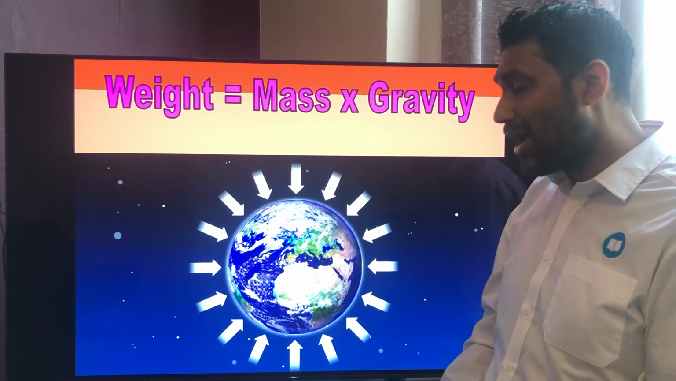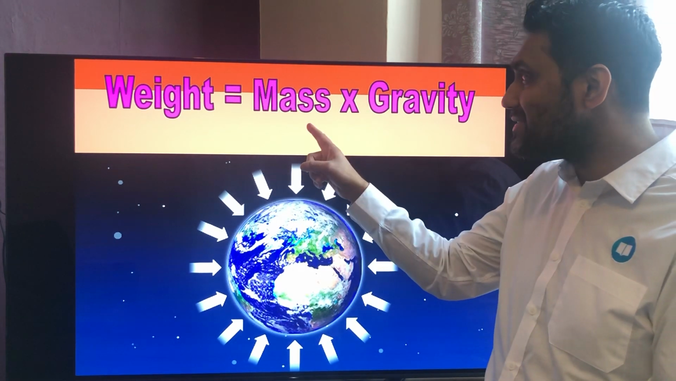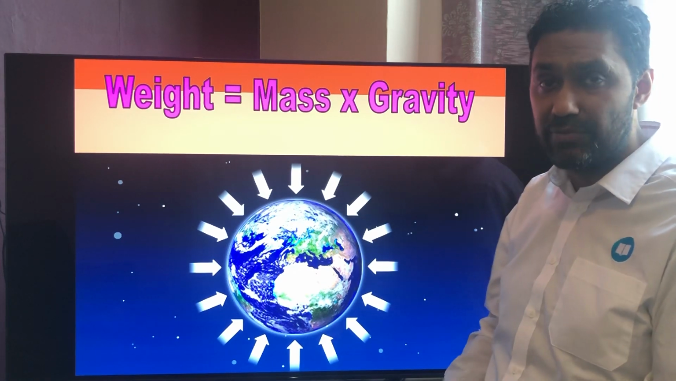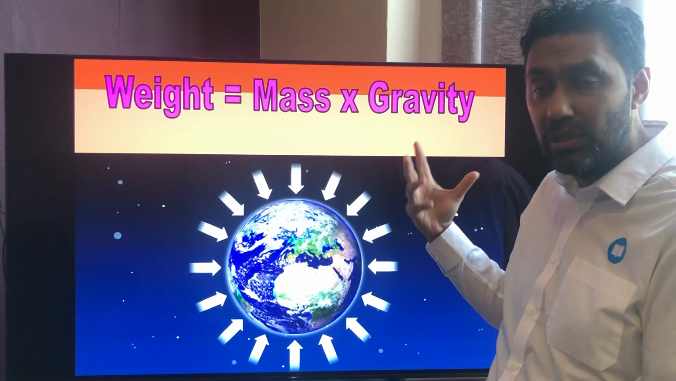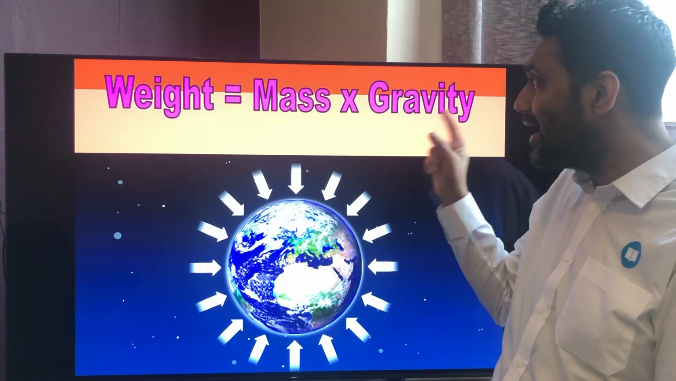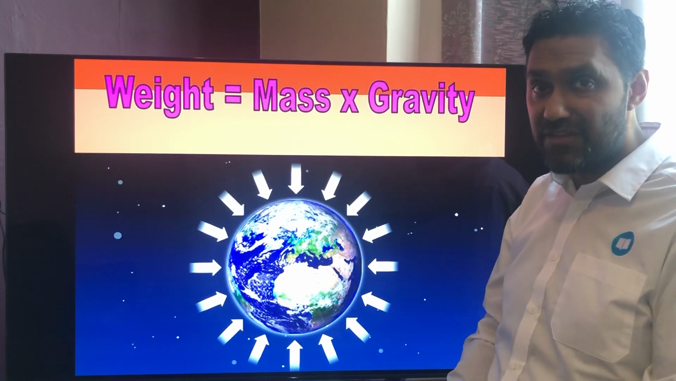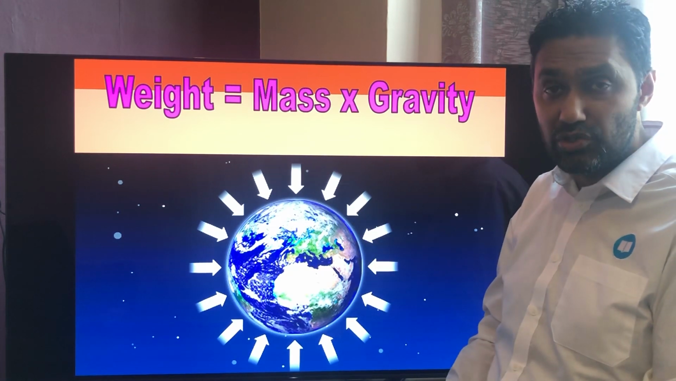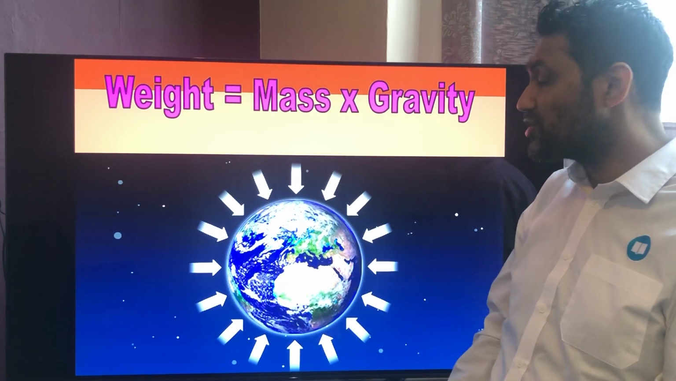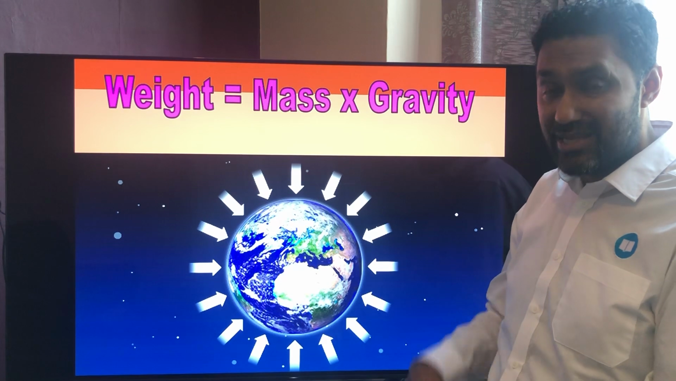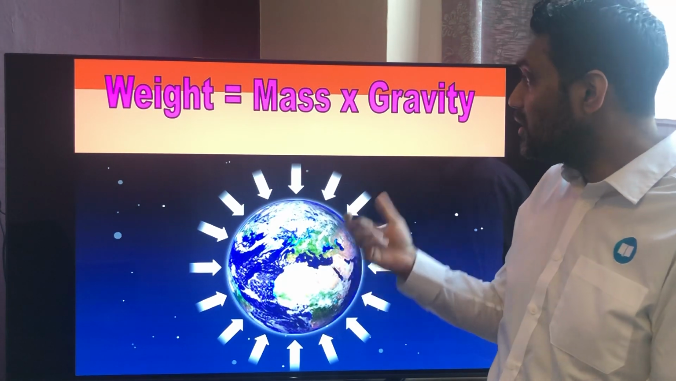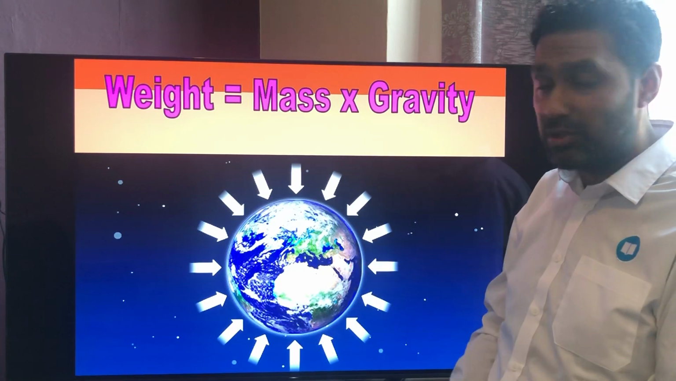Your weight then, how do we calculate it? It's your mass in kilograms times the gravitational field strength. We just call it gravity here to keep it simple. When you get to GCSE, you'll need to call that gravitational field strength. Different planets have different gravitational field strengths. On Earth, the gravitational field strength is 10. That's rounded up. If you want to be more accurate, we'd call it 9.81. But just to keep it simple, we'll call it 10.